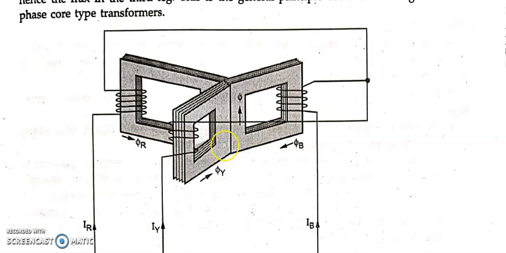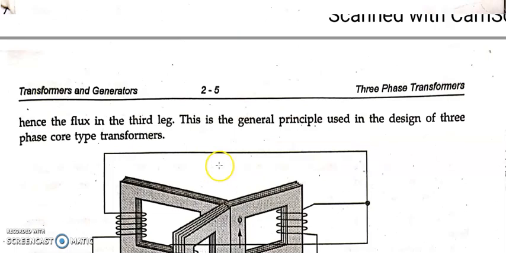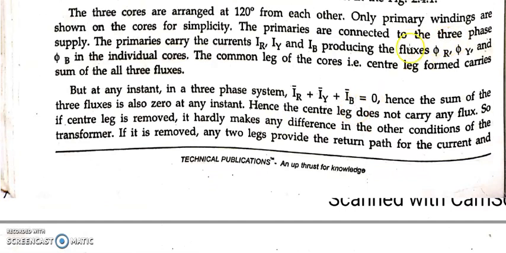At any instant, the summation of these currents will be equal to 0. Why? Because these fluxes are 120 degrees electrically apart. If you add them in a calculator also, at any instant the flux will be equal to 0. So that is why the central limb does not carry any flux. The central leg carries the sum of all 3 fluxes, but the sum of the currents is equal to 0, hence the sum of the 3 fluxes is also 0. That is why it is rightly said that the flux at any instant in the central limb is equal to 0. So the central leg does not carry any flux.